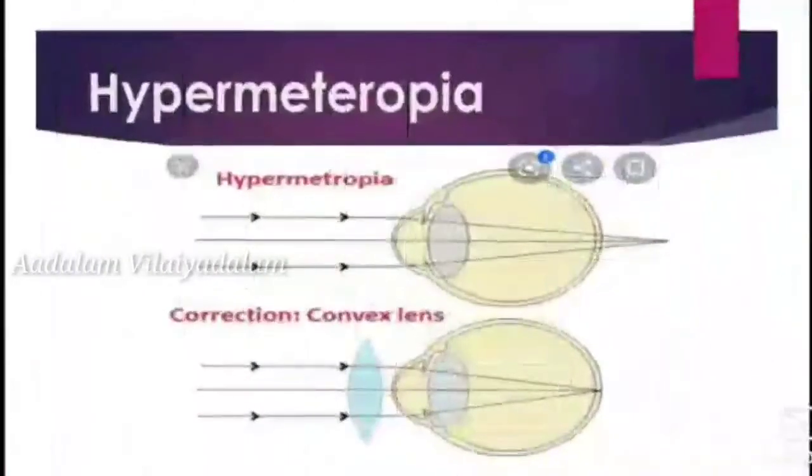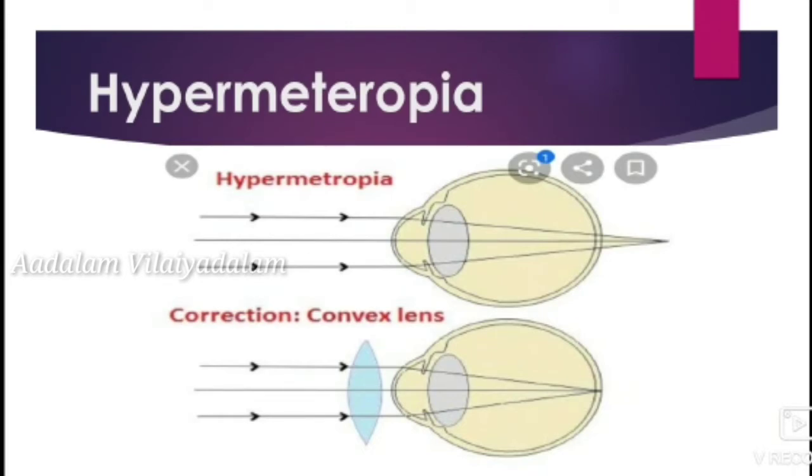Next we learn about hypermetropia. It is also known as long-sightedness and it occurs due to shortening of the eyeball. In this hypermetropia defect, the distant objects can be seen clearly but the nearby objects cannot be seen clearly. It's just opposite to myopia.